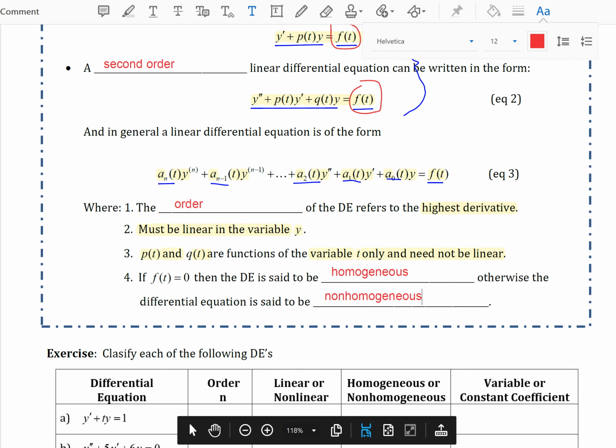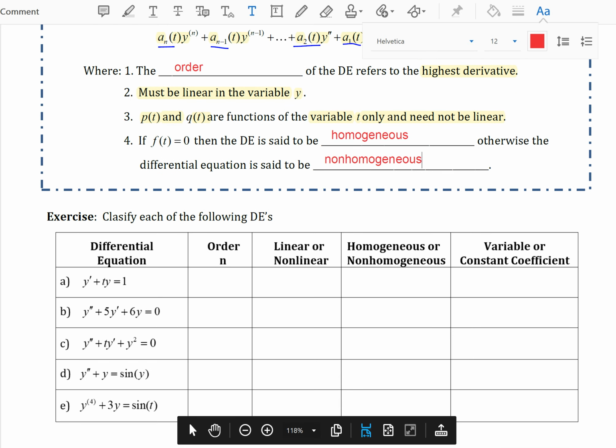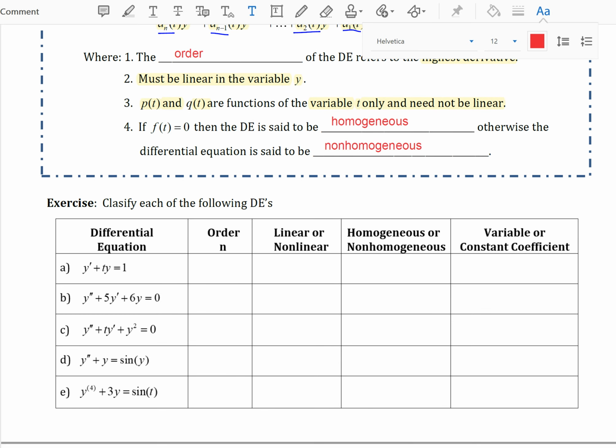So here's a short exercise. I would like to be able to classify each of the following DEs based on their order, linear or nonlinear, homogeneous or non-homogeneous, variable or constant coefficients. We're talking about the coefficients of our y variable here. So let me start you on the first one. Our first DE, y prime plus t y equals 1.